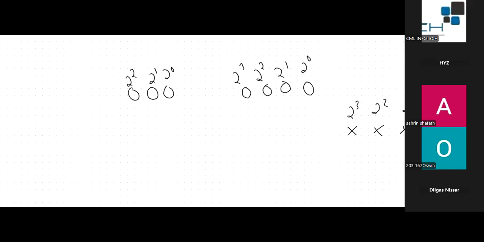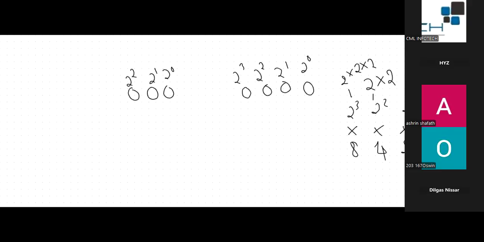So 2 raised to 1 means 2 into 1, which is 2. 2 raised to 2 means 2 into 2, which is 4. 2 raised to 3 means 2 into 2 into 2, which is 4 into 2, 8. 2 raised to 0 is always 1. It will follow in this way.